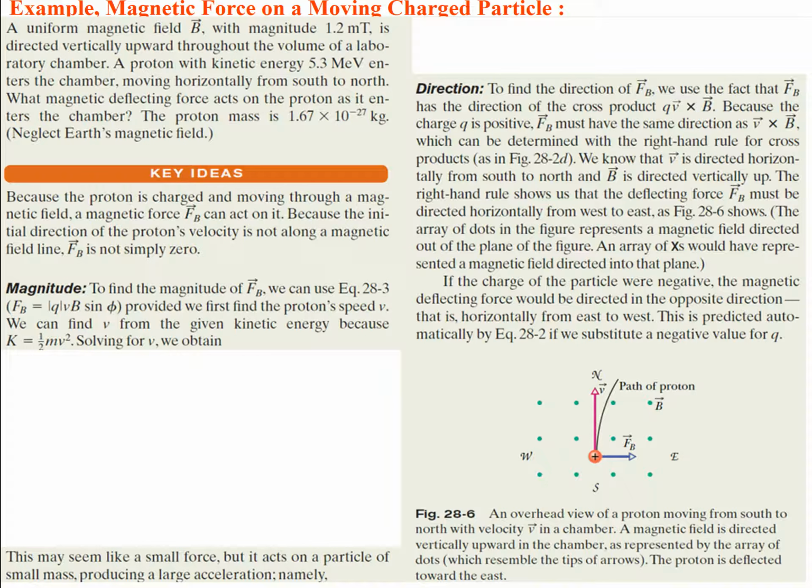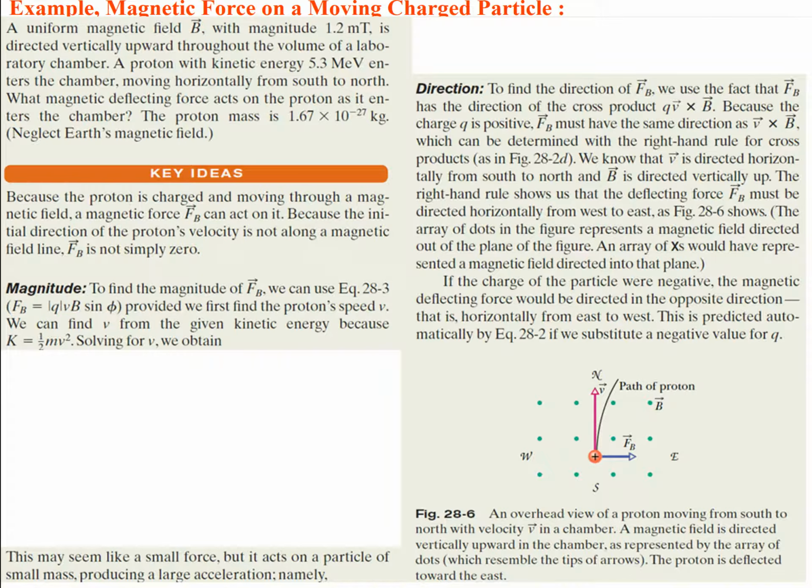All right, so because the proton is charged and moving through a magnetic field, a magnetic force, F_B, can act on it. Because the initial direction of the proton's velocity is not along the magnetic field, F_B is not going to be zero, right? If the velocity was just going along the magnetic field, there wouldn't be any additional force, right?